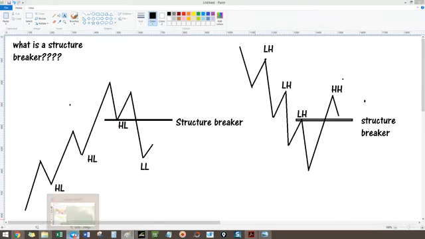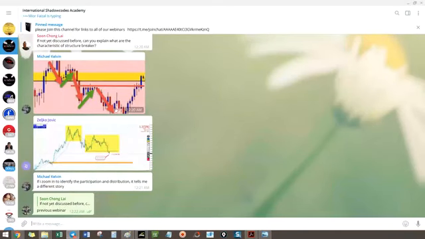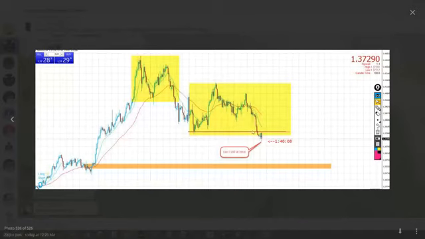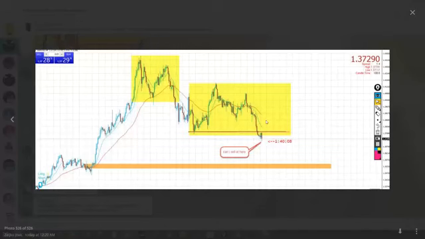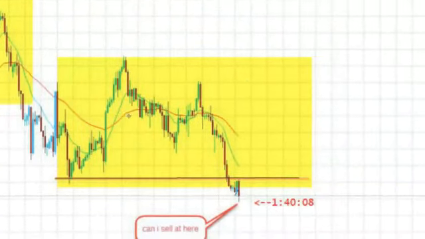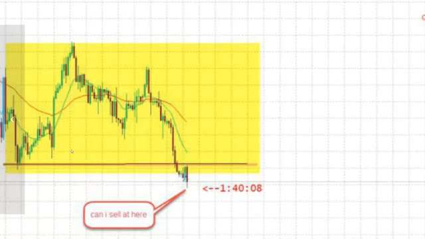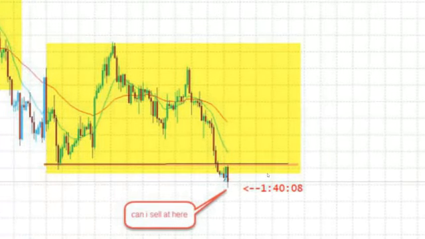Understand? 1, 2, 1, 2, 3. Yes, correct. Phase 1, phase 2, phase 3. Can I sell here? No, you must sell up here. Oh, sorry. You can sell here, but it's better to wait here. Okay, but if you are able to take the risk, you can also sell over here.